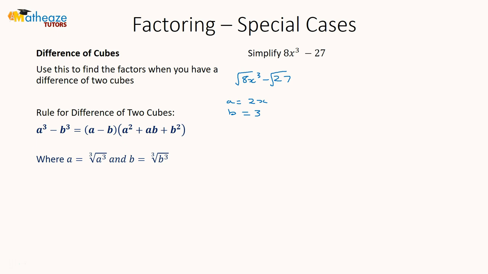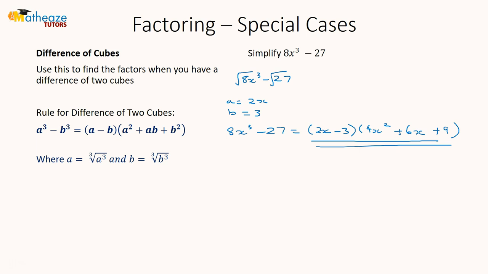So 8x cubed minus 27 is going to be 2x minus 3. A squared is going to be 4x squared plus ab is going to be 6x and then plus 9. That's how you get that.